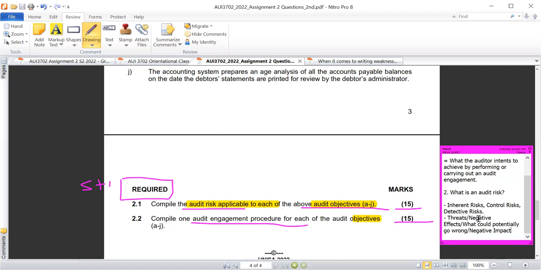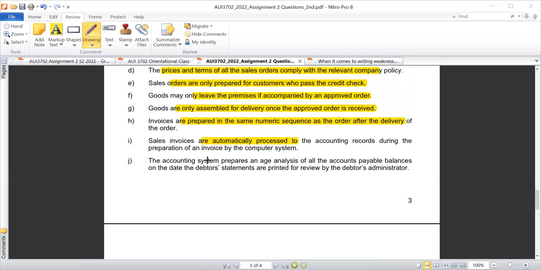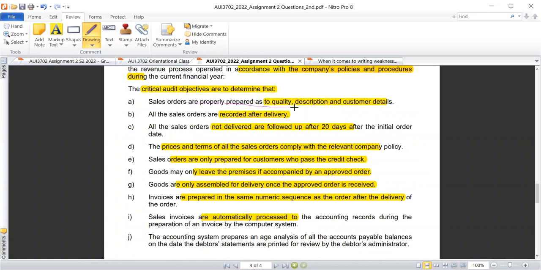They are saying, okay, look, this is the management objective. Let me give an example with the first objective here. Let's say, for example, sales orders are properly prepared to quality, description, and customer details. So that is the objective. Management wants to ensure that all their customer sales orders are properly prepared to quality, description, and customer details.